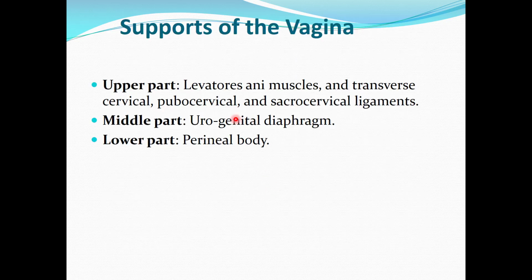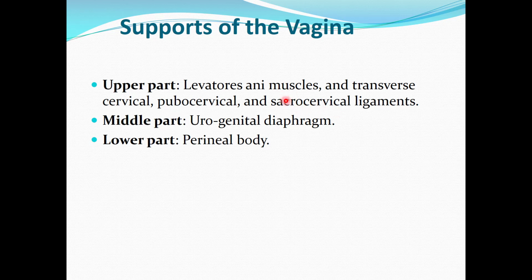Okay, now what are the supports of the vagina? The upper part of the vagina is supported by the levator ani muscles and the transverse cervical, pubocervical and sacrocervical ligaments. These are the ligaments which are present laterally, anteriorly and posteriorly to the vagina. The transverse cervical ligaments are present laterally. The pubocervical is in between the cervix and the pubic symphysis or pubic bone, so it is anterior, and the sacrocervical is in between the sacrum and the cervix.